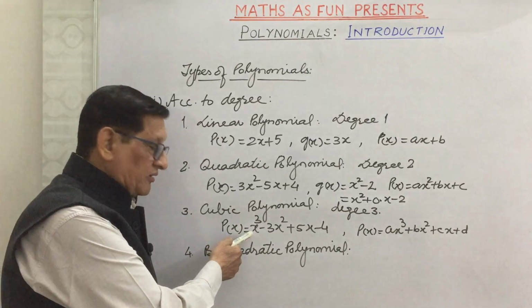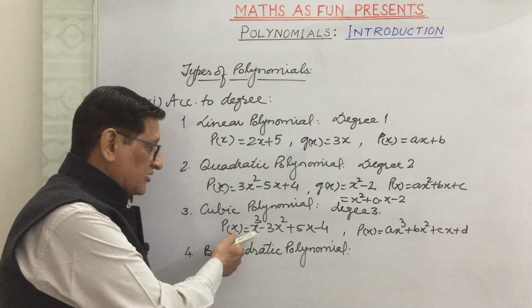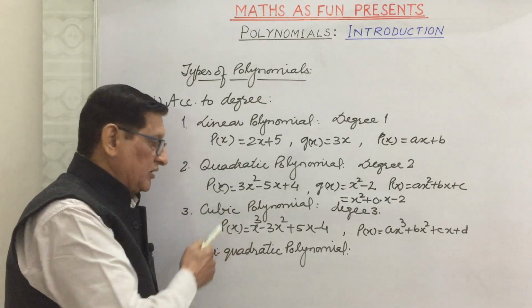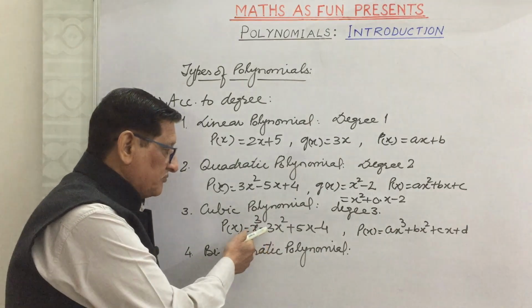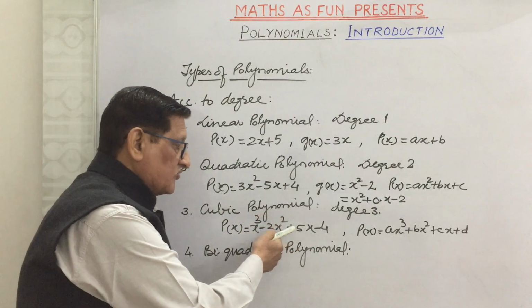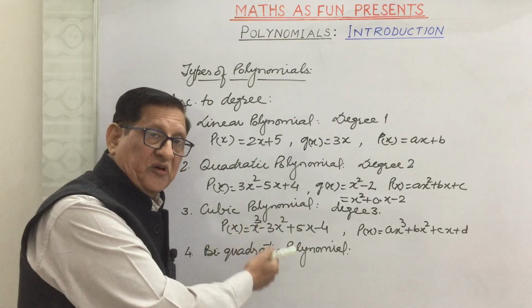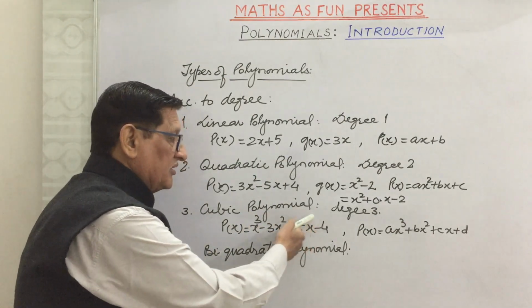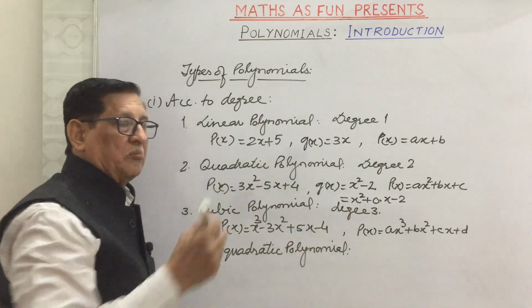Here in this we find the coefficient of x³ is 1, so a is 1. The coefficient of x² is -3, so b is -3. The coefficient of x is 5, so c is 5. And the constant term is -4, so d is -4.